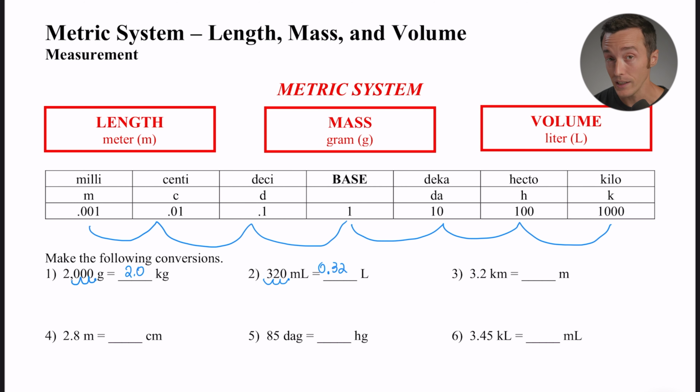What about number 3, 3.2 kilometers, and we want to go to meters? So we want to go from kilo to the base unit. Check this out. We're still going to go 3 places, 1, 2, 3, but now we're counting to the left. So you have to move your decimal point 3 places to the right.